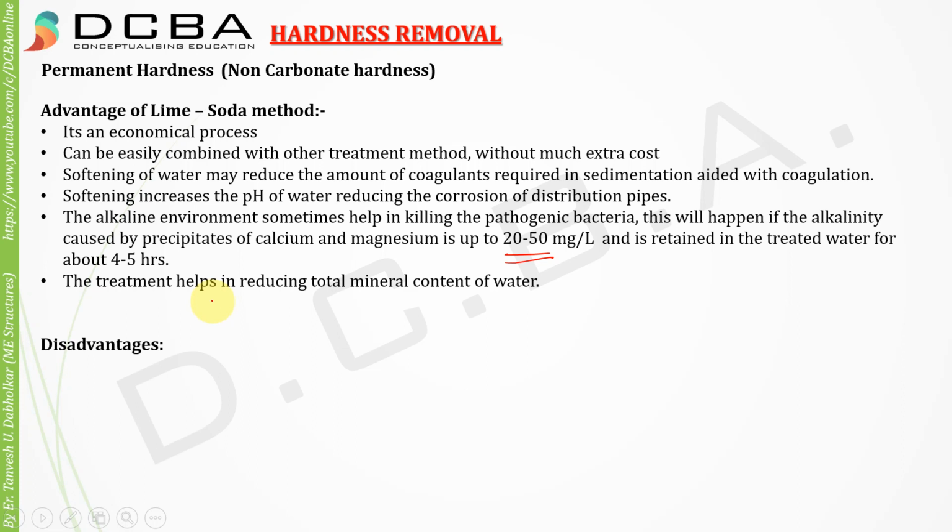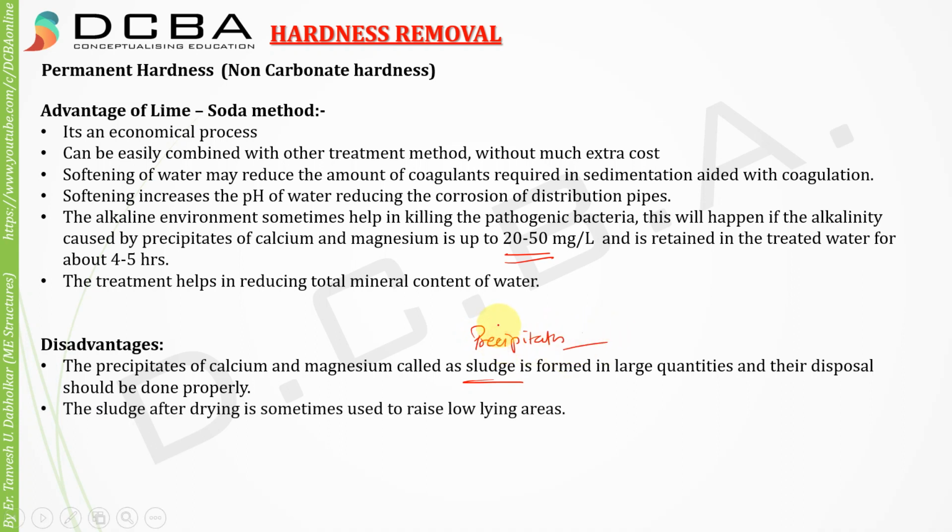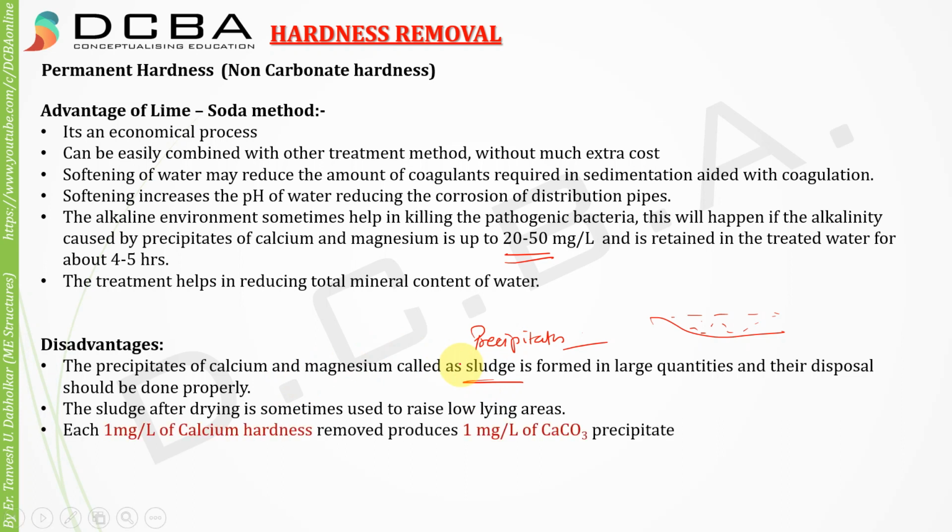Disadvantage is that a lot of sludge is formed in large quantities and its disposal has to be done. This sludge meaning all the precipitates, right? So these are formed. The sludge, after drying, can be used in raising the low-lying areas, that is the areas which are prone to flooding and all. If you want to raise their levels, you can just fill those areas with this sludge, and it is as good as a soil filling, somewhat like that.